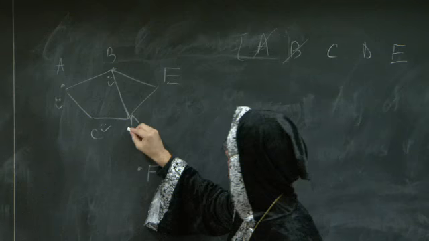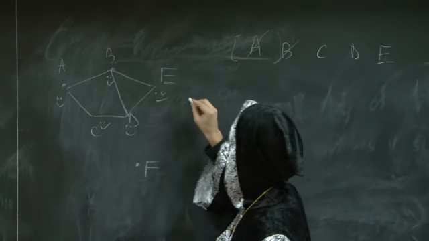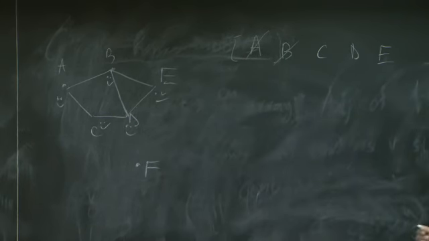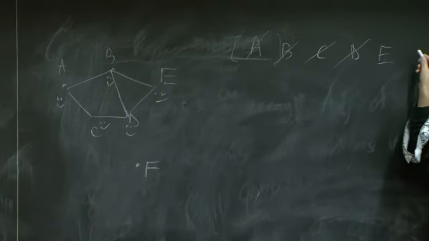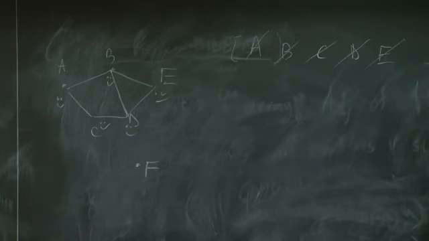So D and E get added. Then what happens? C's neighbors: any neighbors that I haven't seen? Nope. Then E, and then I guess you could go to F, but it's not connected to anything.